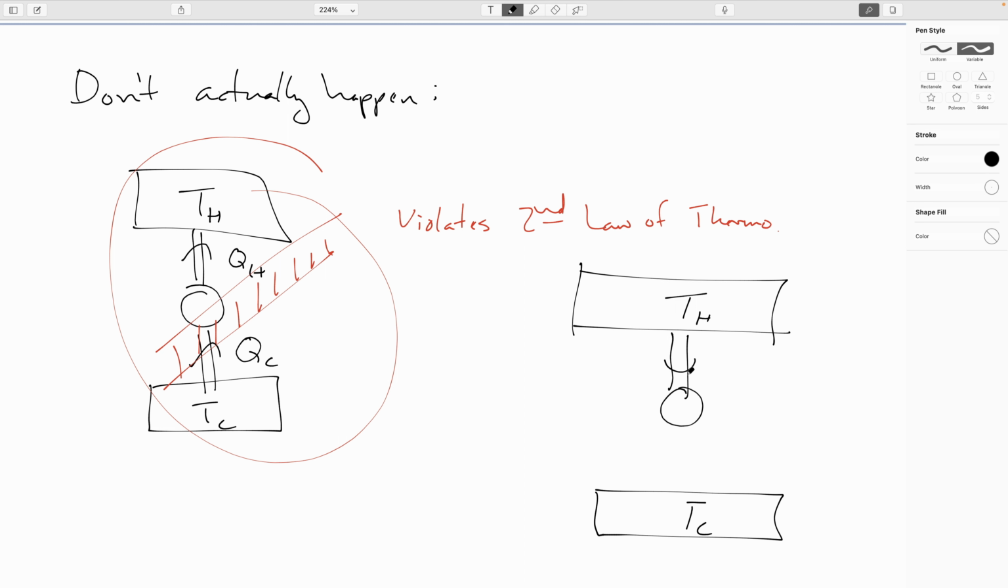But you would draw it something like this: our working substance here. So Q hot, work done by the system going out like that. Nothing rejected to Q cold. This also turns out to violate the second law of thermodynamics. You will have to reject a certain minimum amount of heat to the cold reservoir in order to comply with the second law.